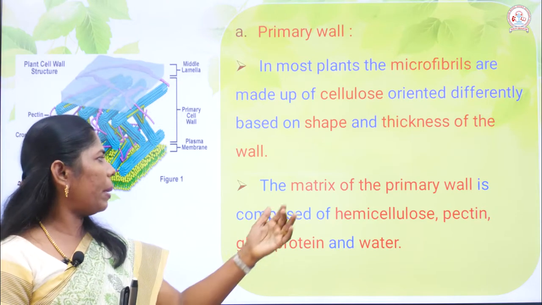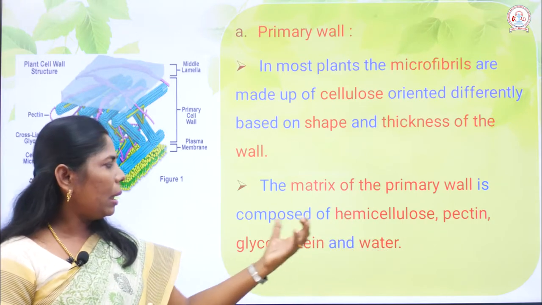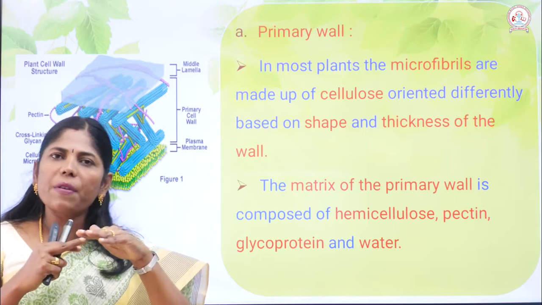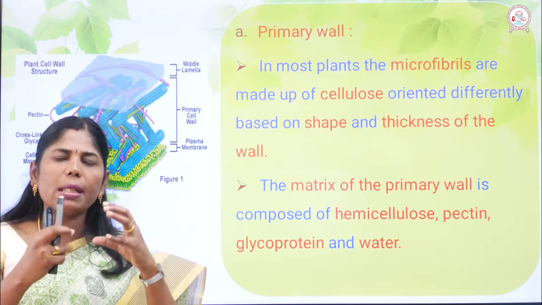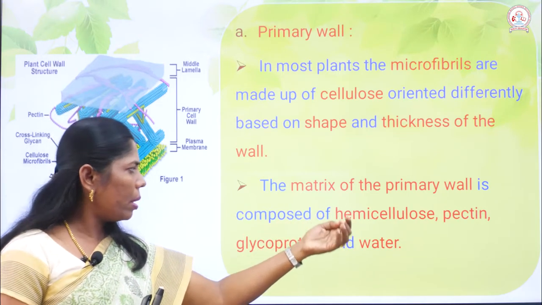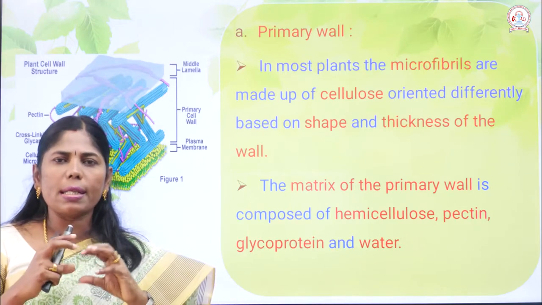The matrix of the primary wall is composed of hemicellulose, pectin, glycoprotein and water. Okay? So initially it is made up of cellulose. Then the matrix is filled with other cell wall materials, that is hemicellulose, pectin, glycoprotein and water. Now the cell wall is somewhat hard.